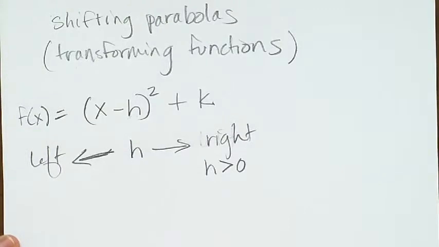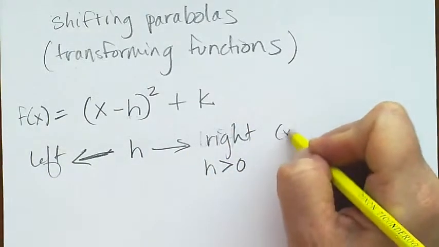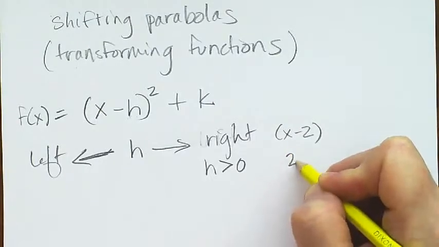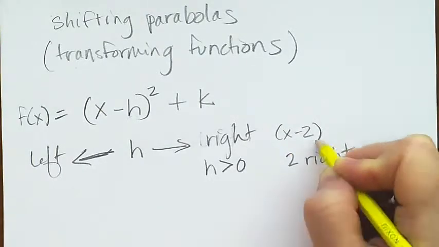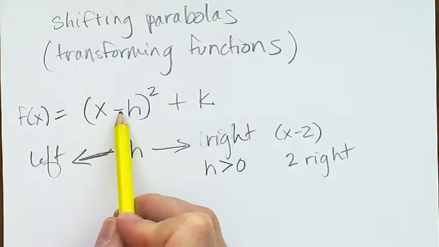There's a longer explanation for that, which I'll leave out. But you can just remember that when it's in the parentheses, it does the opposite of what you would think it would do. You would think this would move it right, it actually moves it left. When H is positive, like x minus 2, that would be 2 to the right. The minus is part of the equation. It's part of your template.